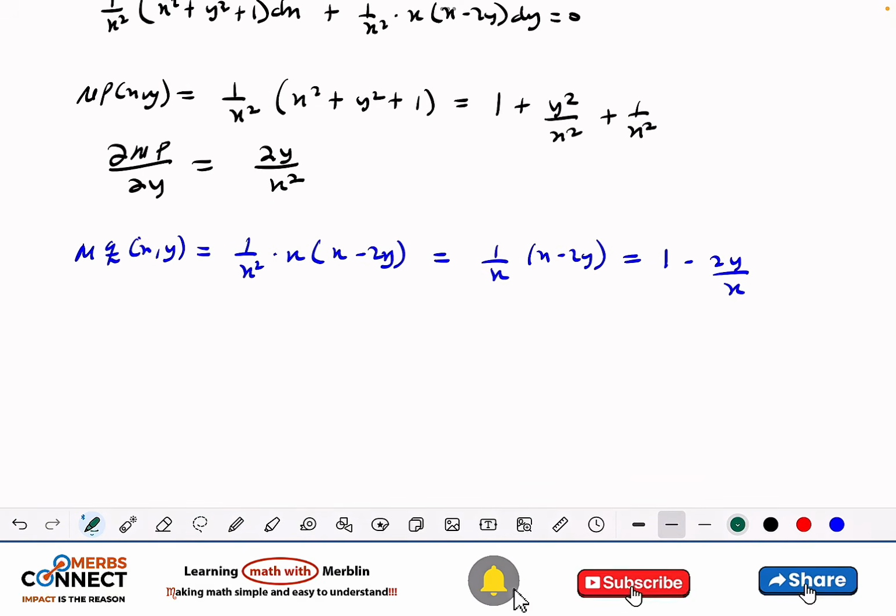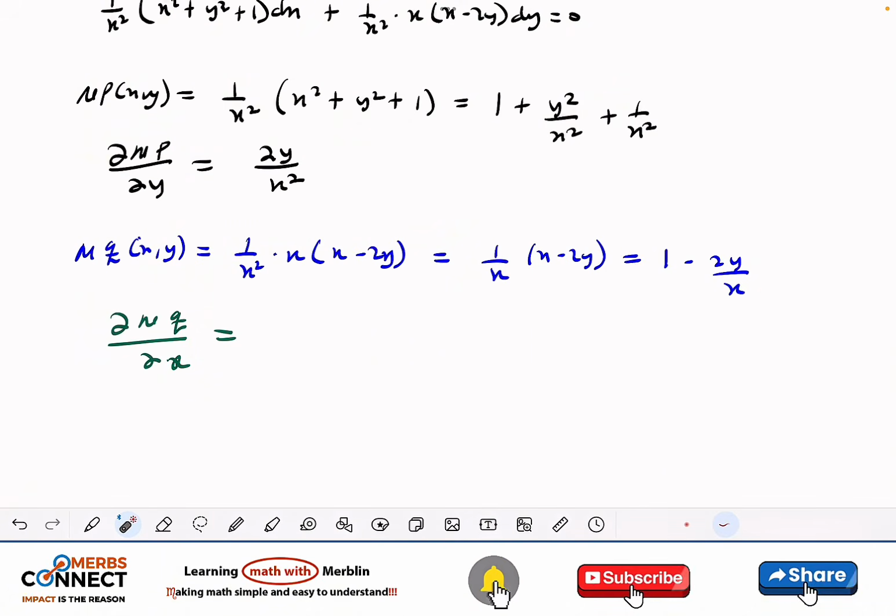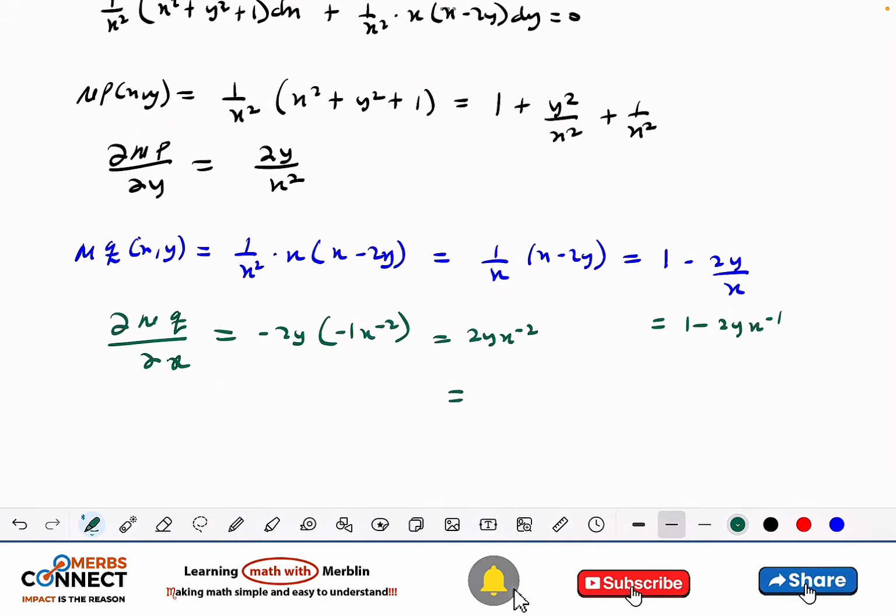Now let's check with this one too. Mu of q with respect to x. Now differentiating this with respect to x. We can write this one as 1 minus 2y x to the power minus 1. So when I differentiate 1, I'll get 0. Now I'm going to have minus 2y, then differentiate x to the power minus 1. So minus 1 times that, and minus minus will be positive. So I'm going to have 2y x to the power minus 2. And this is the same as 2y divided by x squared, which is the same as that.